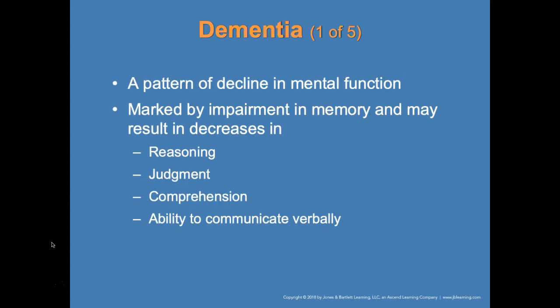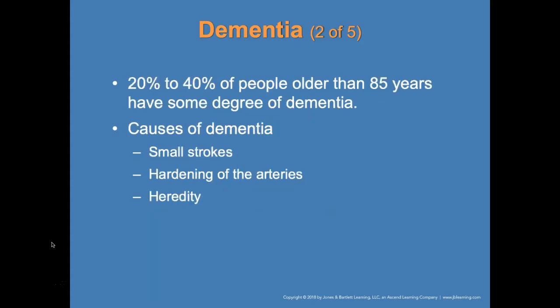Dementia, this is going to be a pattern of decline in mental function, marked by impairment in memory, and may result in decreases in reasoning, judgment, comprehension, the ability to communicate verbally. Dementia is a progressive and usually irreversible decline in mental functions. Between 20 and 40% of people older than 85 have some degree of dementia. Some causes include small strokes, hardening of the arteries, hereditary issues.